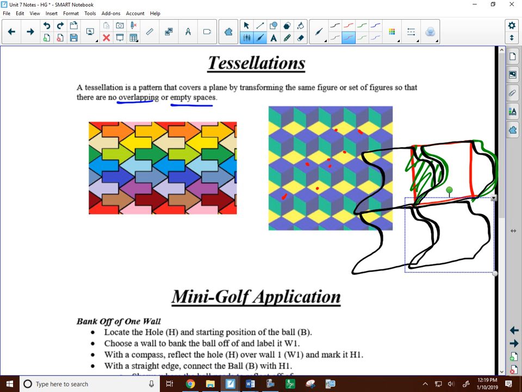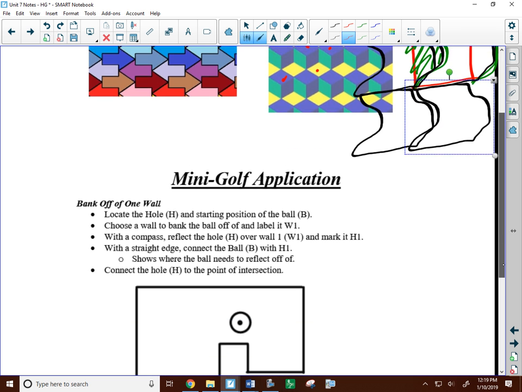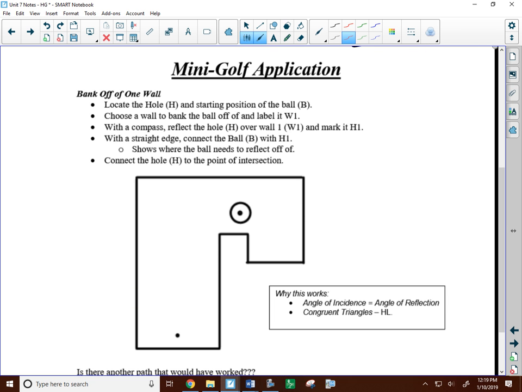Okay. Last thing. Any thoughts on tessellations? No. They're fun, but not much else we're going to do with them.